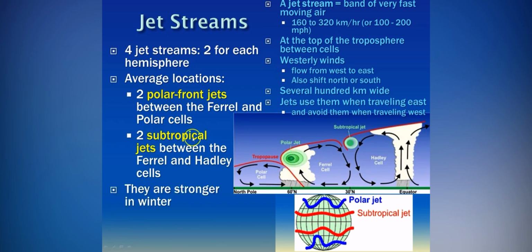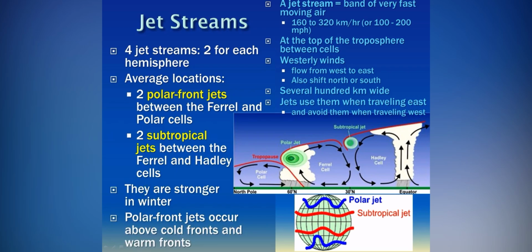Okay, so the 2 subtropical jets are between the Ferrel cell and the Hadley cell. And these jets are all close to the tropopause, just under the tropopause. The jet streams are stronger in winter and weaker in summer. Polar front jets occur above cold fronts and warm fronts.